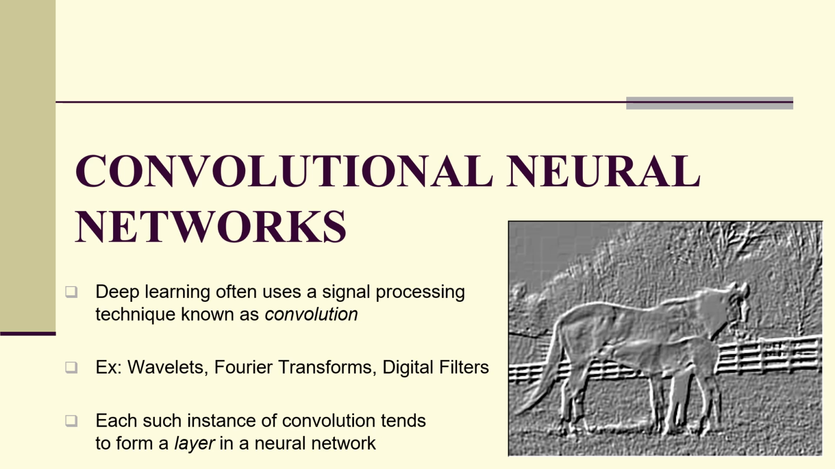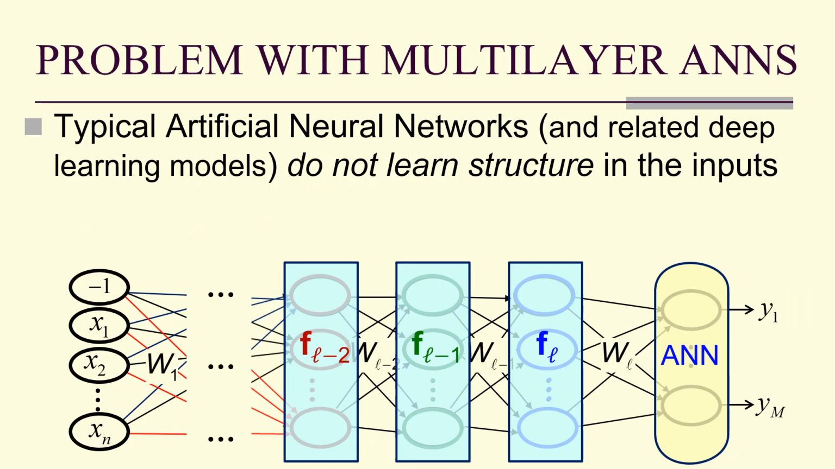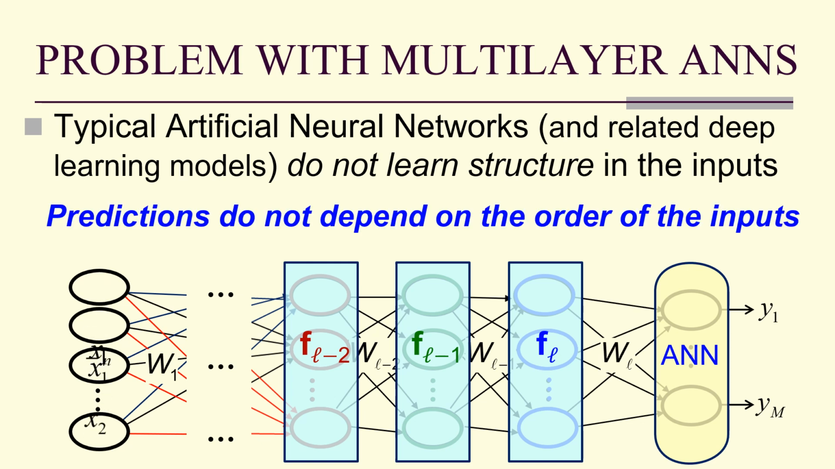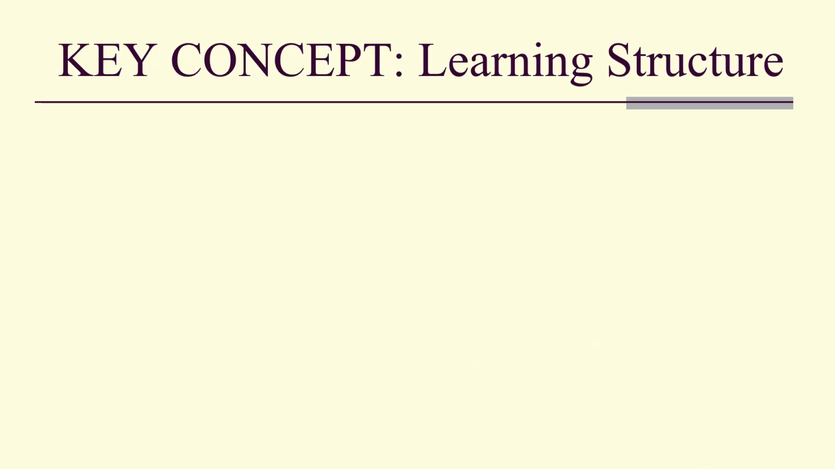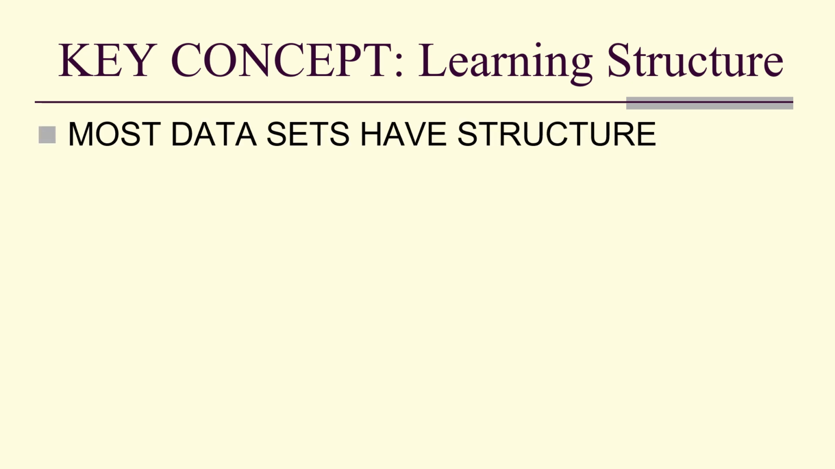Convolutional neural networks. So there's a problem with multi-layer artificial neural networks. They don't learn structure in the inputs, so the predictions do not depend on the order that the inputs are listed in. But it's a key concept that we need to learn structure. Most data sets have structure.